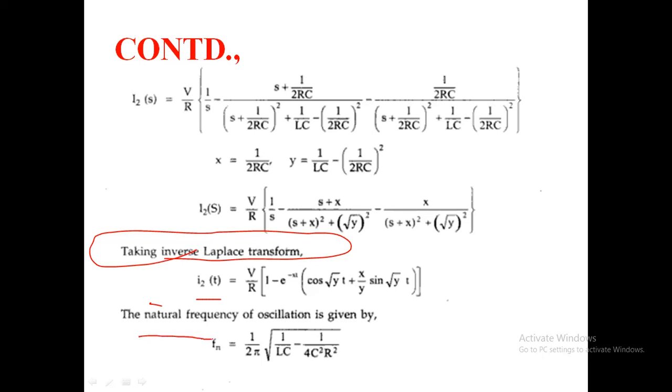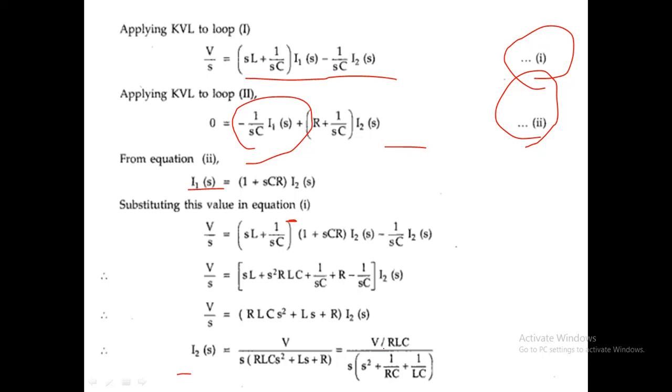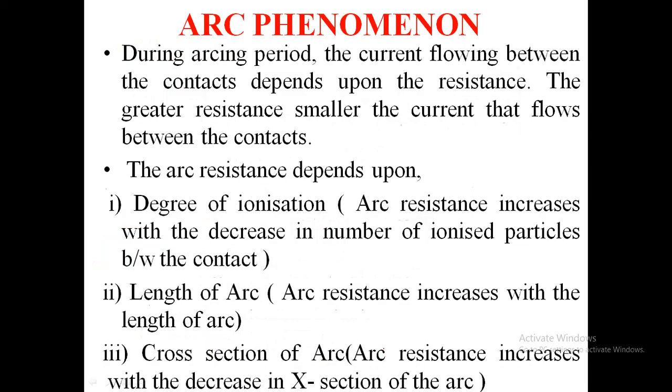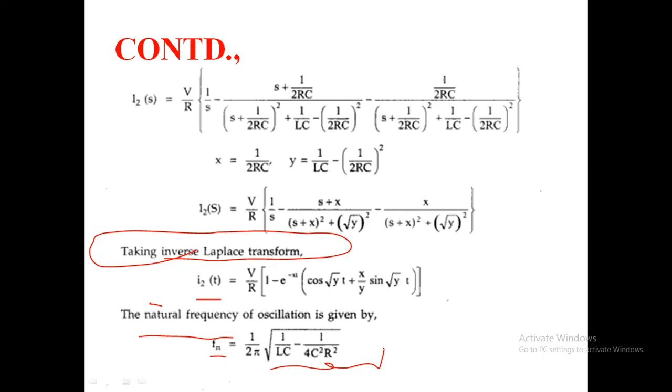As I told, the natural frequency of oscillation is Fn equal to 1 by 2 pi root of LC. Here this is obtained by completing the previous equation. By solving this we find the natural frequency of oscillations. From the natural frequency formula, the value of resistance will be equal to or less than half root of L by C. This is the formula for critical damping, and this is your damping.